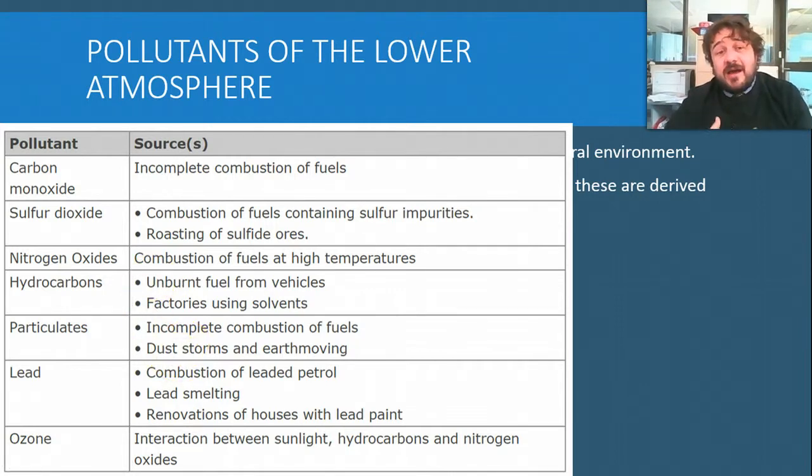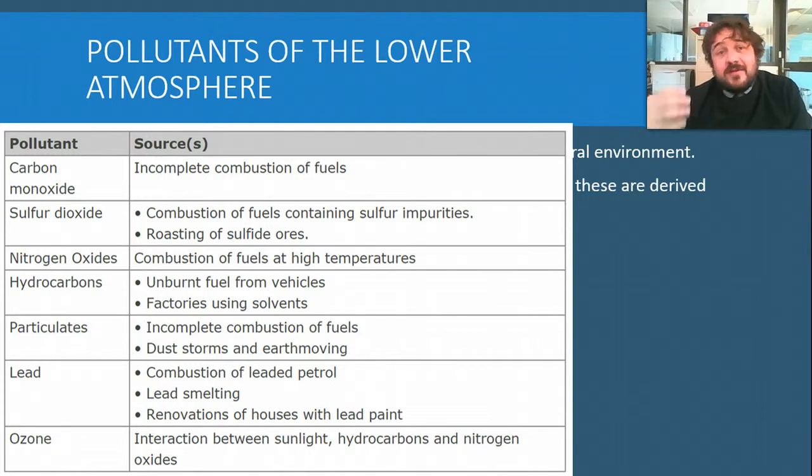Particulates, so this is again the carbon soot, and like mining operations where you're moving a ton of earth, you see a lot of dust in the air from that. That causes real problems. Lead petrol, less of an issue, but still a very serious issue throughout the world. Lead smelting still needs to happen. Renovations of houses with lead paint. We don't use lead in paint anymore, but it's still something that's coming up and being a real issue. And then we've got ozone. Ozone is really interesting. Ozone comes from an interaction between sunlight, hydrocarbons, and nitrogen oxides.